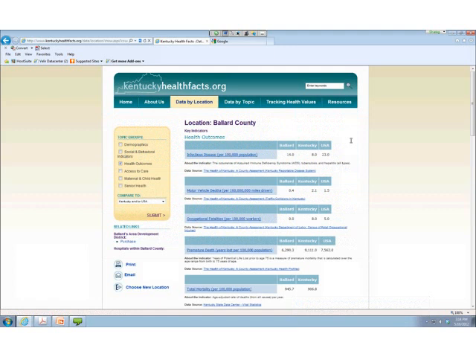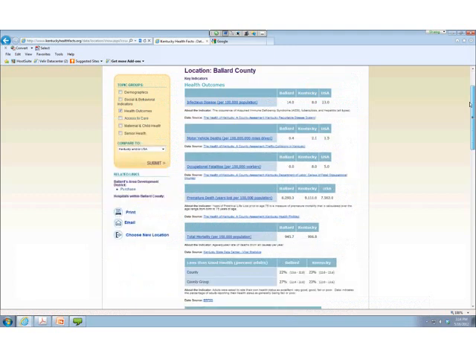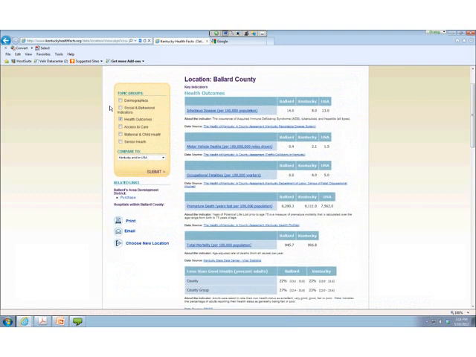It's worth noting that even though I can scroll down here and there's quite a few indicators, this isn't anywhere near all that's on the site for Ballard County. Over in this yellow box where it says topic groups, only health outcomes is selected. We had that be the default for you all because we thought this was a little bit overwhelming. But you can actually select these boxes and just say submit to find the full data profile for your community.